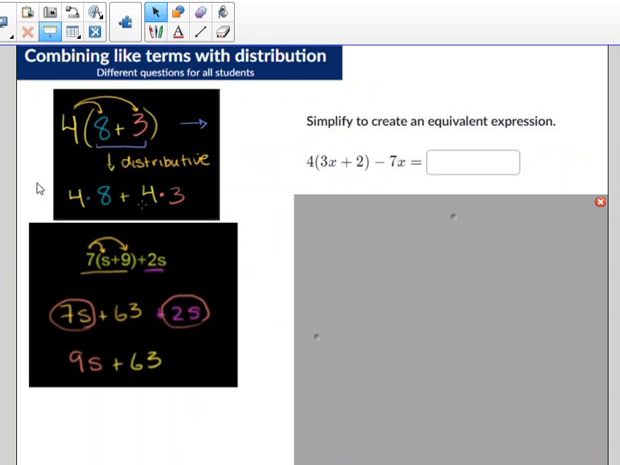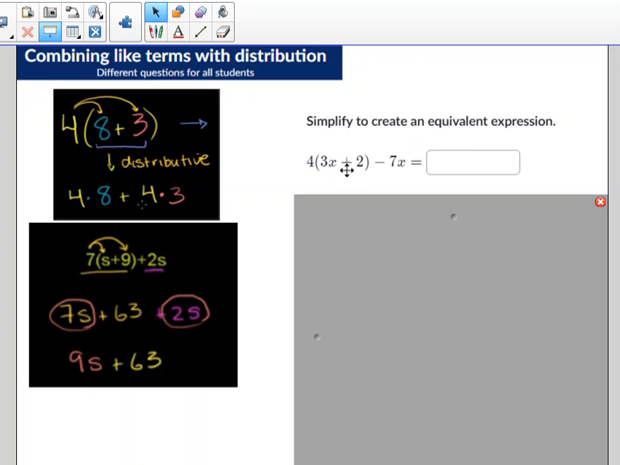Now, these examples right here might just serve as some reminders, but let's look at a problem where you have to distribute and combine like terms, because that is also an expectation of 6th grade math.